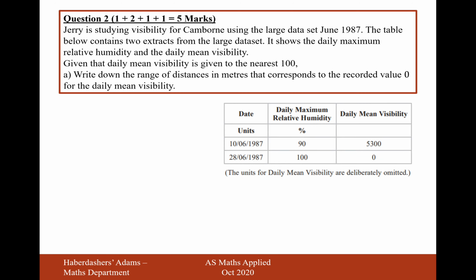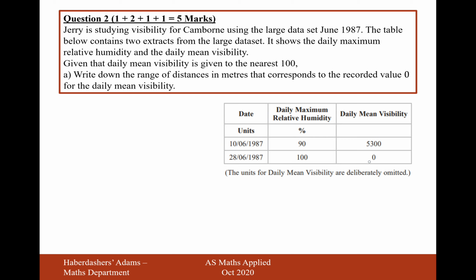Here we're looking at question 2. Jerry is studying visibility for Camborne using the large dataset, June 1987. The table below contains 2 extracts from the large dataset. It shows the daily maximum relative humidity and the daily mean visibility. Given that the daily mean visibility is given to the nearest 100, write down the range of distances in meters that corresponds to the recorded value 0 for the daily mean visibility.